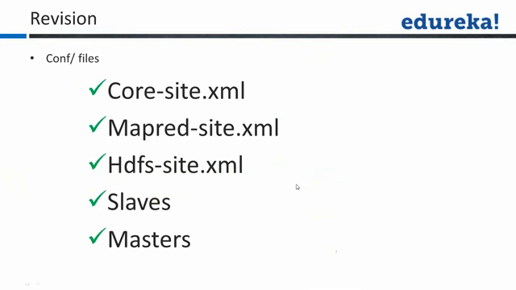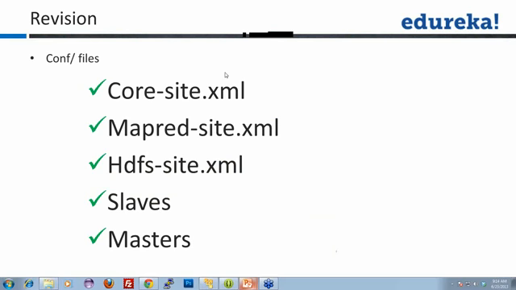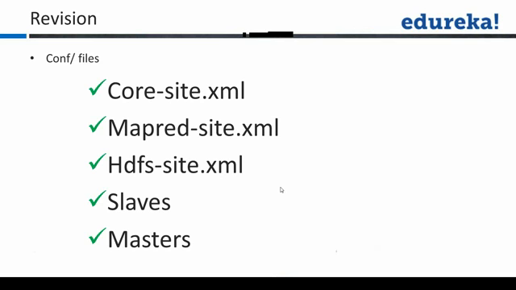Okay, so these are the things which we covered in the last class. Some of these configuration files, I'll not go into them. I just want everyone to look at this and feel that yeah, they know these things. We know about core-site.xml, mapred-site.xml, hdfs-site.xml, the slaves file, and the masters file. If you remember all this, very good. If you do not, then it's also fine. You can go back and revise that from the last class.